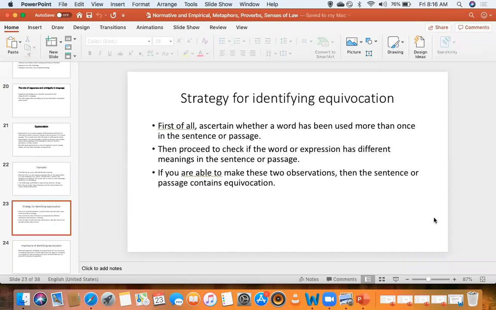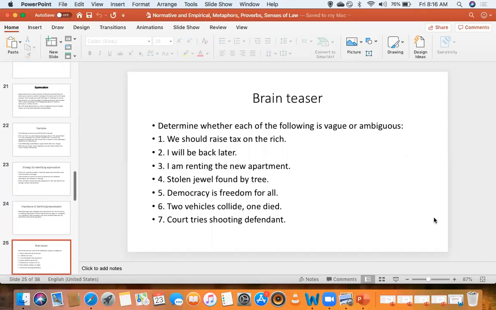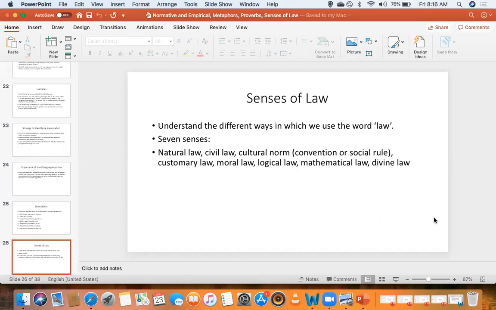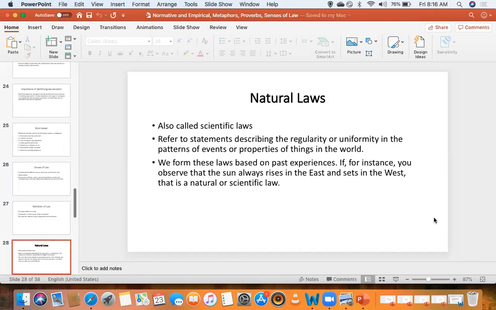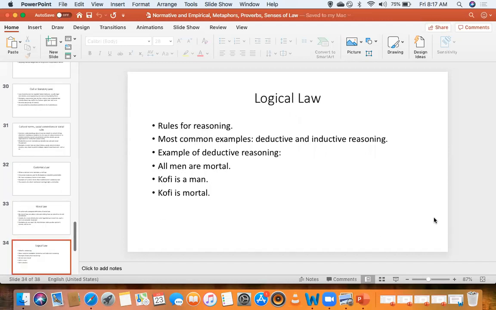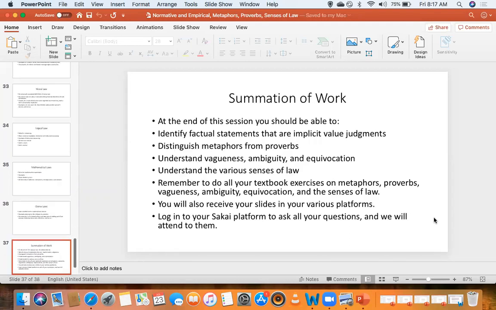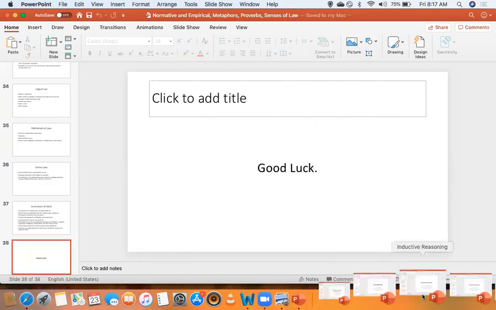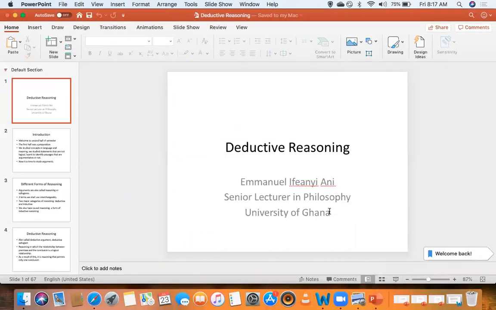And then we said to find an equivocation, you have to find out, first of all, if a passage contains a word more than once. And then the next thing you ask yourself is if that word has different meanings in the way it occurred in the passage. Then we saw the senses of law. We saw natural laws, civil laws, cultural norms, customary law, moral, logical, mathematical laws, divine laws. And from there, we went to deductive reasoning.